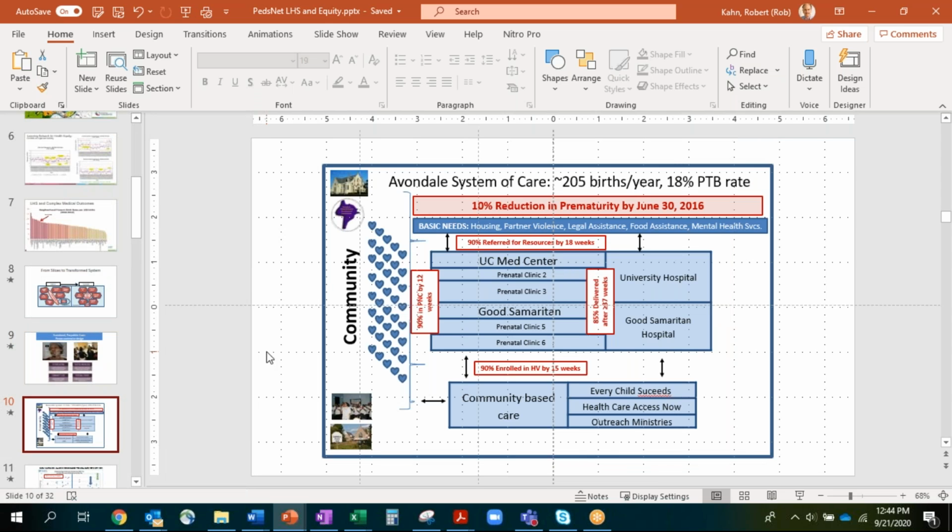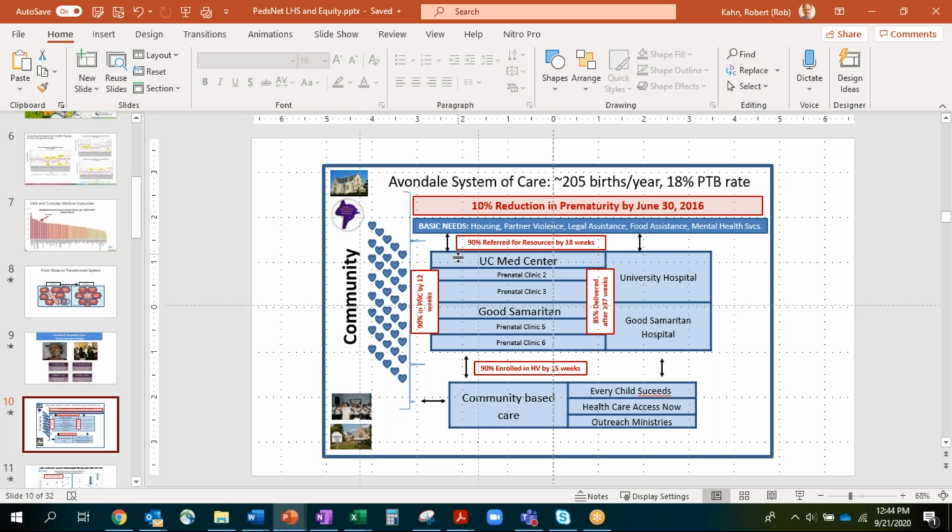But part of it was, what is the system then, and its elements. So the goal was, for 205 births per year, how could we have a 10% reduction in prematurity? And again, apologies without the animation. This is a little busier than I wanted it to be, but here are the 200 births. Here are their anchor institutions, the churches and places families gather.